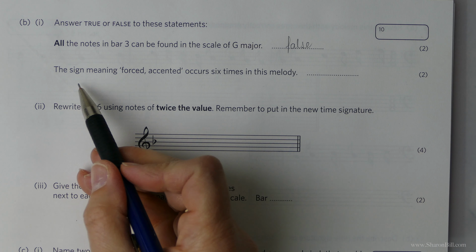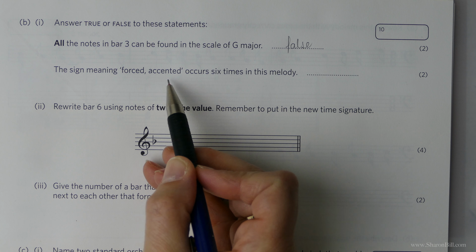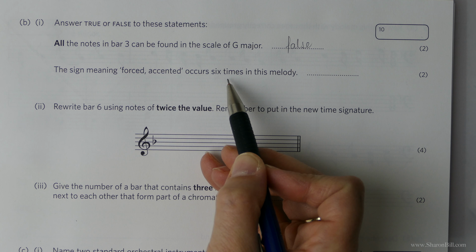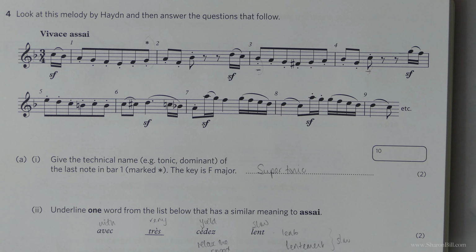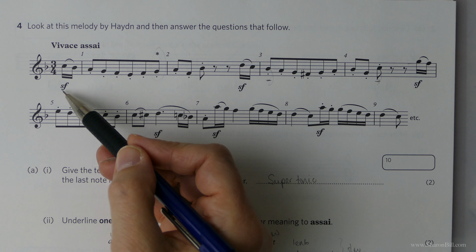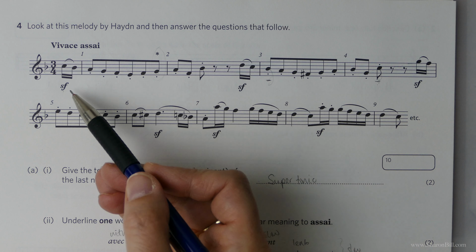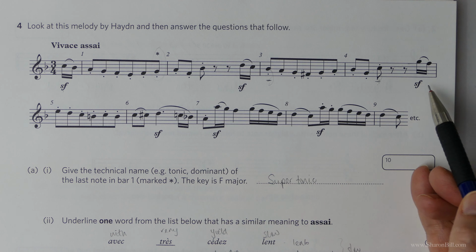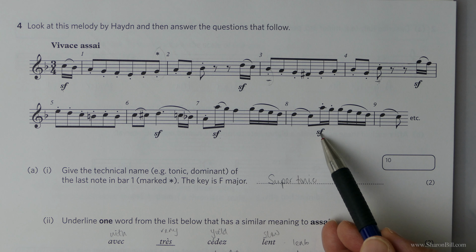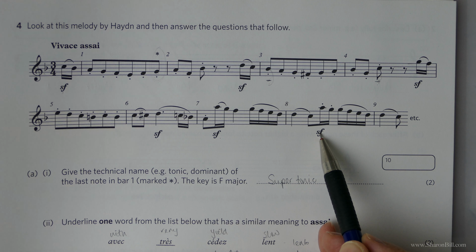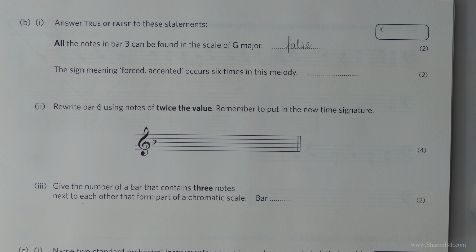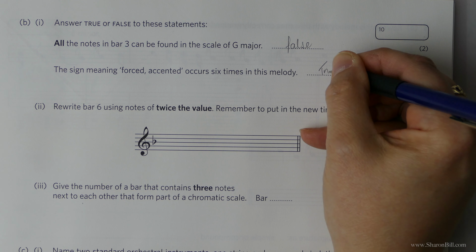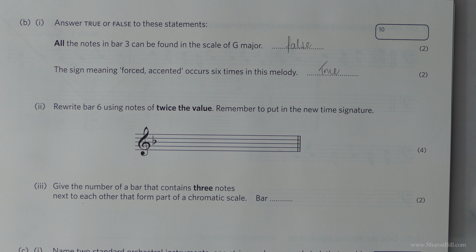Now, is it true that there's a sign meaning forced or accented occurring 6 times within the melody? So let's see what we can find. So forced or accented is this SF symbol here. So is it 6? 1, 2, 3, 4, 5, 6. Yes, it's true. That's the correct definition, and it does occur 6 times. So that is true. Carrying on.